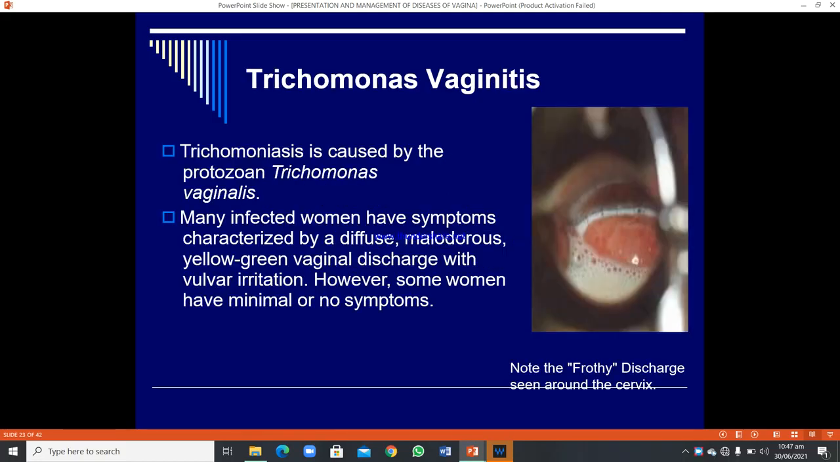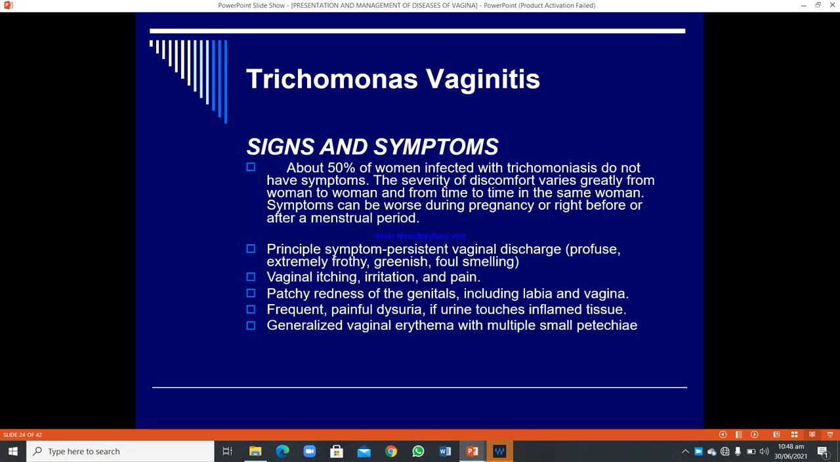Trichomonas vaginitis. It is caused by the protozoan Trichomonas vaginalis. Many infected women have symptoms characterized by a diffuse malodorous yellow-green vaginal discharge with vulvar irritation. However, some women have minimal or no symptoms. Now, note the frothy discharge seen around the cervix in this picture.